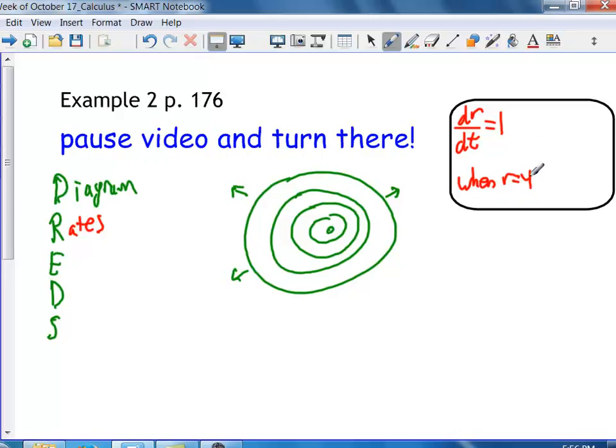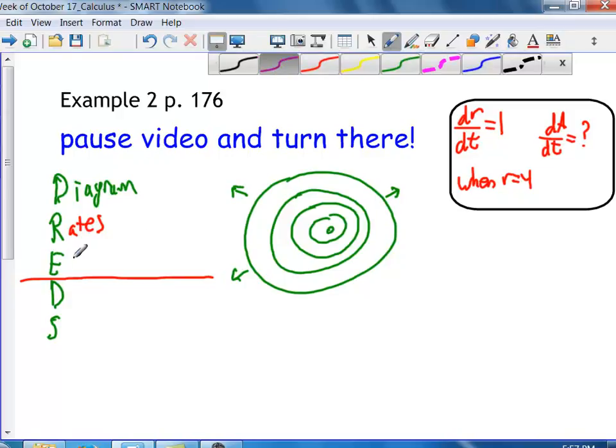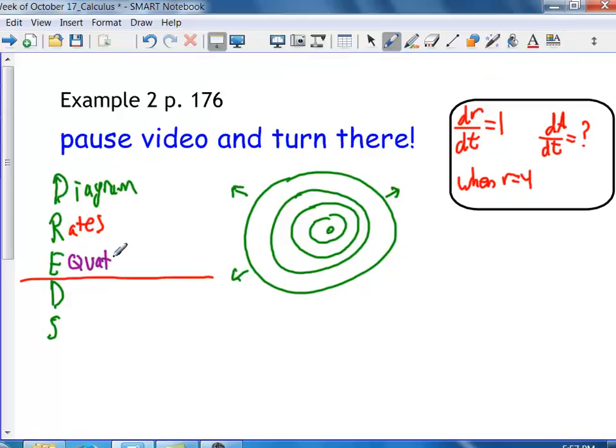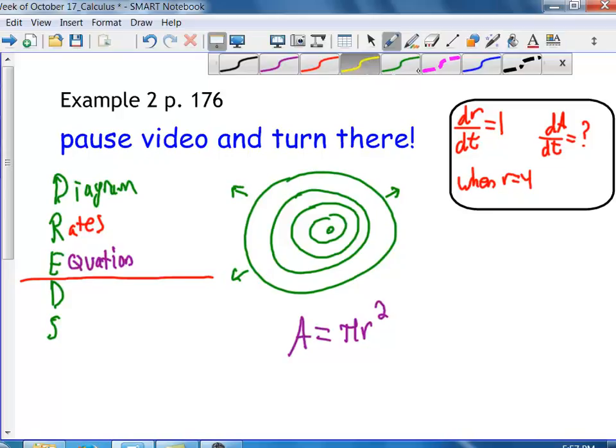You don't want to substitute this r equals 4 in until you've differentiated. I will stress that big time in person, but for right now, that's just something I want to at least hit. And then I guess we're looking for dA/dt, since we're looking for the rate of change of the area with respect to time, I'm going to make that my question mark. So at this point, I guess we need an equation. And an equation that relates this diagram is the area of a circle, right? Area equals pi r squared. So that's good. And really at that point we're ready to differentiate.